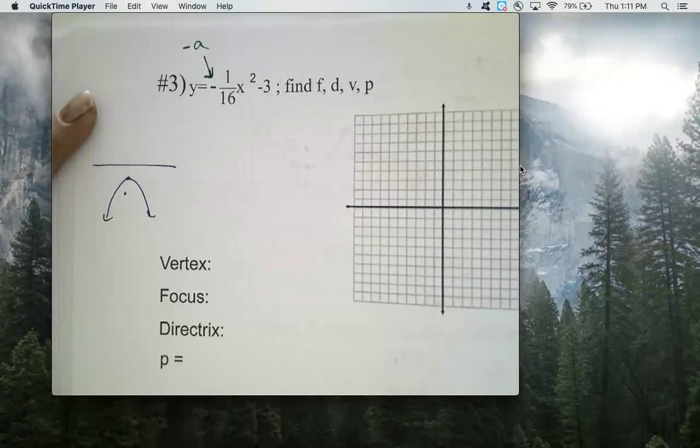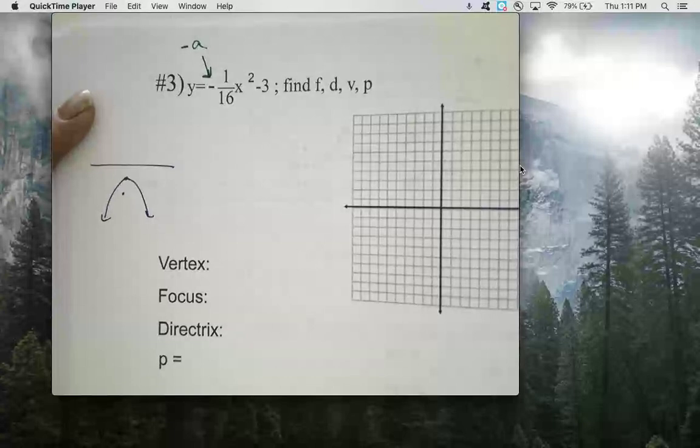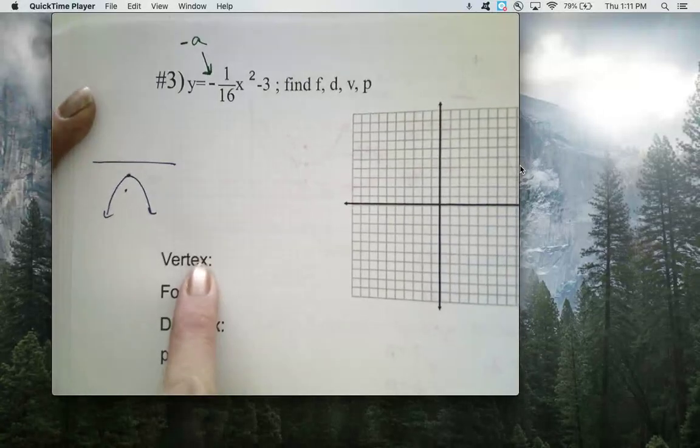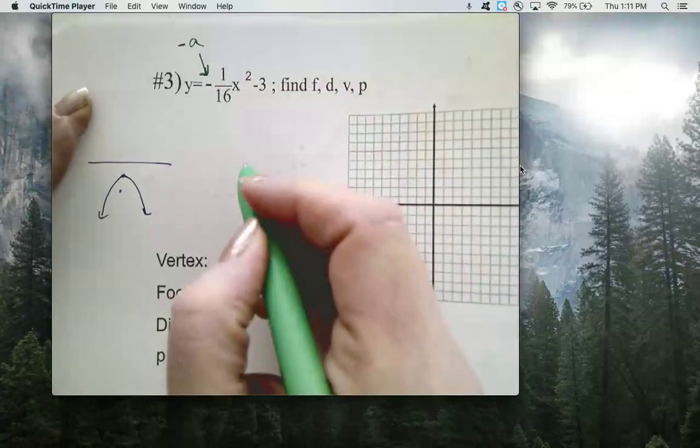So as soon as I knew it was concave down, do you see how I drew that sketch? All right. So now the next part is, can I find my vertex? Can I find my focus, my directrix, or my focal length? So now it comes down to my vertex.